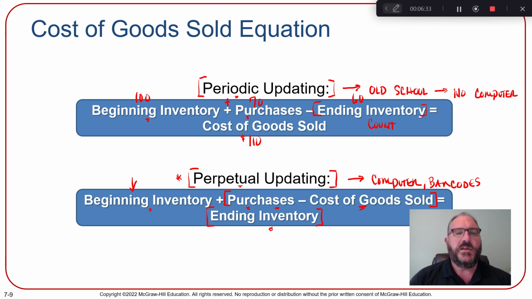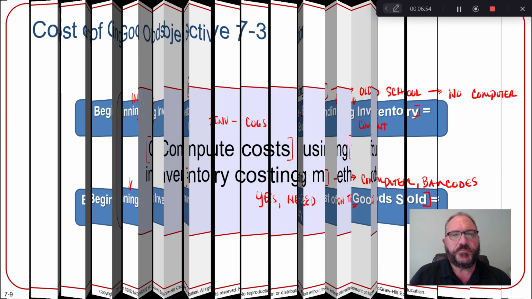By the way, periodic updating, this is kind of old school. What you would do here, you would take your beginning inventory, say it was 100. You'd add purchases. Then you'd subtract your ending inventory, and that would give you cost of goods sold. But basically, it's old school, no computers. You'd have to go there and count it, okay? People don't do that anymore, okay?